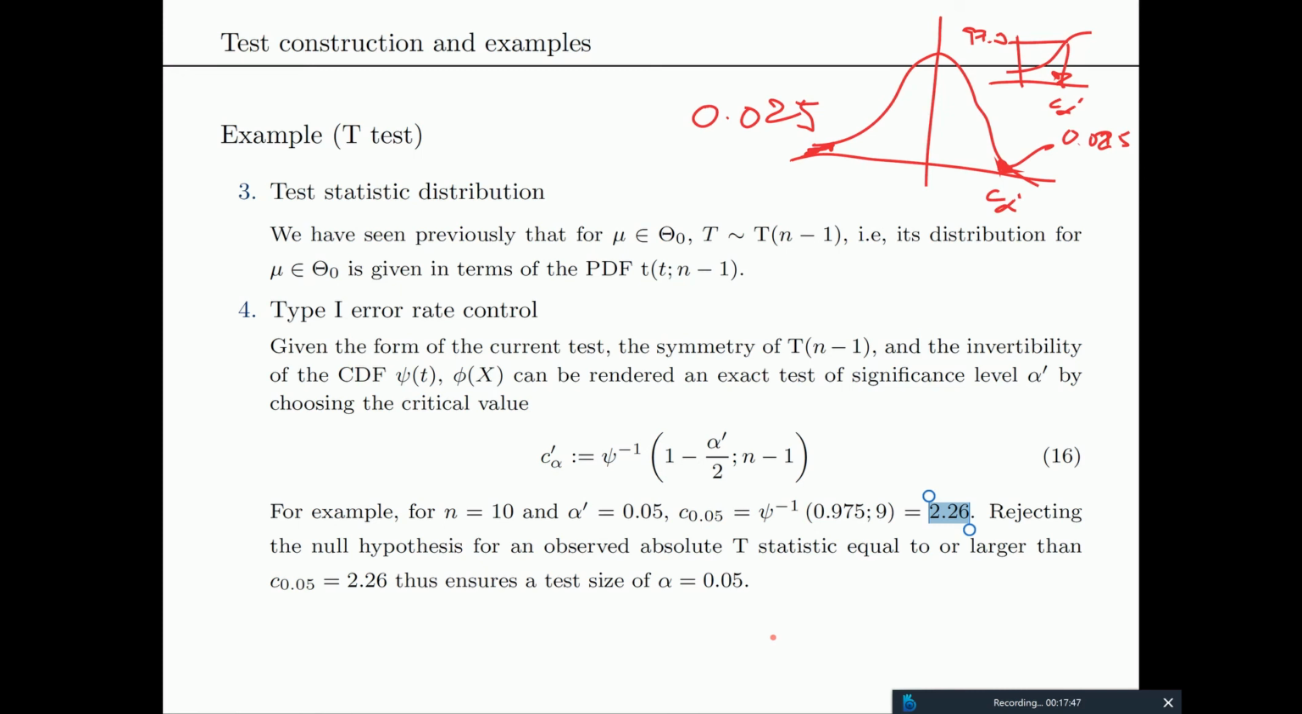Why this with the significance level and the error rate works that nicely is because, first of all, everything is invertible. You have an exact description of your test statistic distribution, and this distribution has a PDF with a CDF that is invertible, so you can directly compute the critical value.